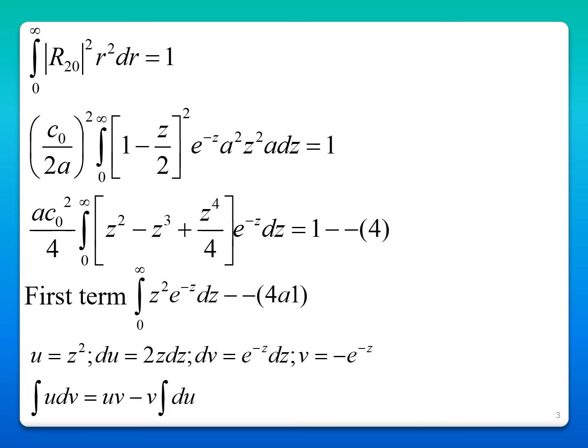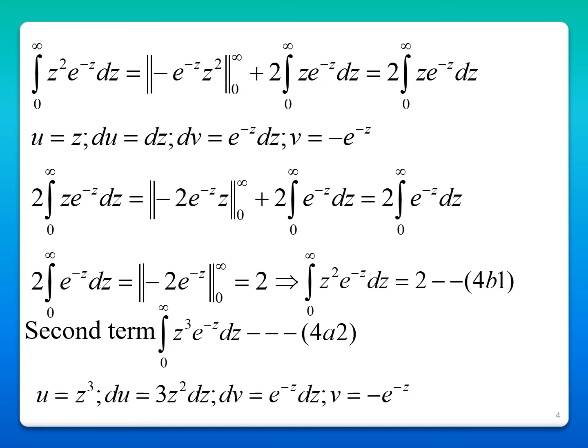Now we have to find the integral. So first take the first term, that is the integral from 0 to infinity of z squared e power minus z dz. You can derive this using the integration by parts formula, that is uv minus integral of v du. So you take u equal to z squared, du is 2z dz, and dv is e power minus z dz.